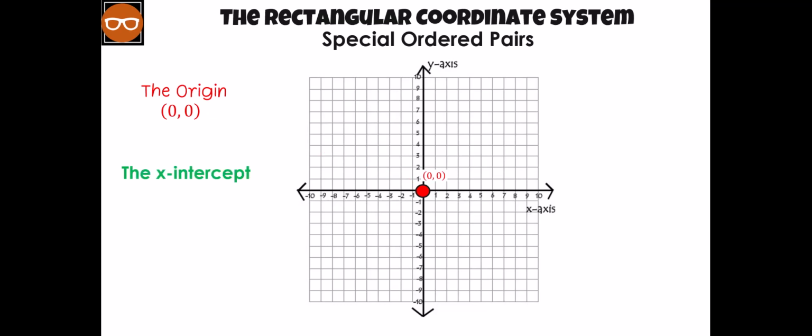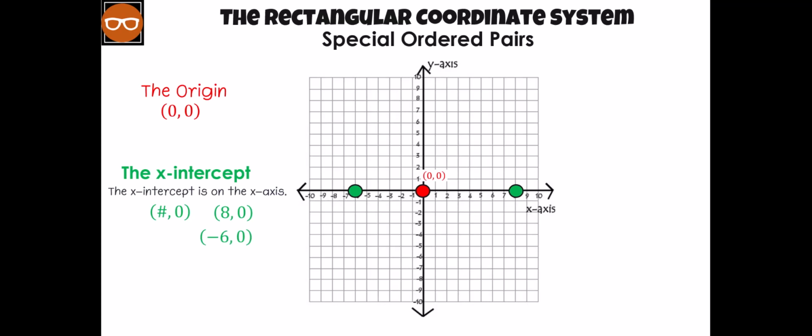Then we have what's called the x-intercept. The x-intercept is on the x-axis. Whenever we have the x-intercept, the ordered pair will be a number on the x-axis and 0. Let me show you. 8, 0. That's this spot. Notice that it's on 8 on the x-axis, but it doesn't go up or down on the y-axis. It stays at 0. 8, 0. What about -6, 0? That's this one. It's -6 on the x-axis, but 0 on the y.